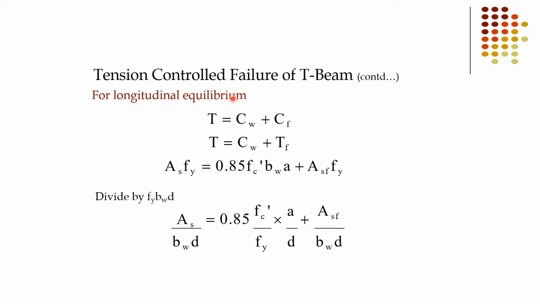Now for longitudinal equilibrium, the total tension will be balanced by Cw plus Cf. I have just put in the values. T is the total steel As into Fy, and Cw is 0.85 Fc prime bw a, and Tf is equal to Asf Fy. Now divide the whole expression by Fy bw d. When you divide the whole expression, Fy will be cancelled out, and bw d will remain. Similarly here, when you cancel out, you will get this expression.